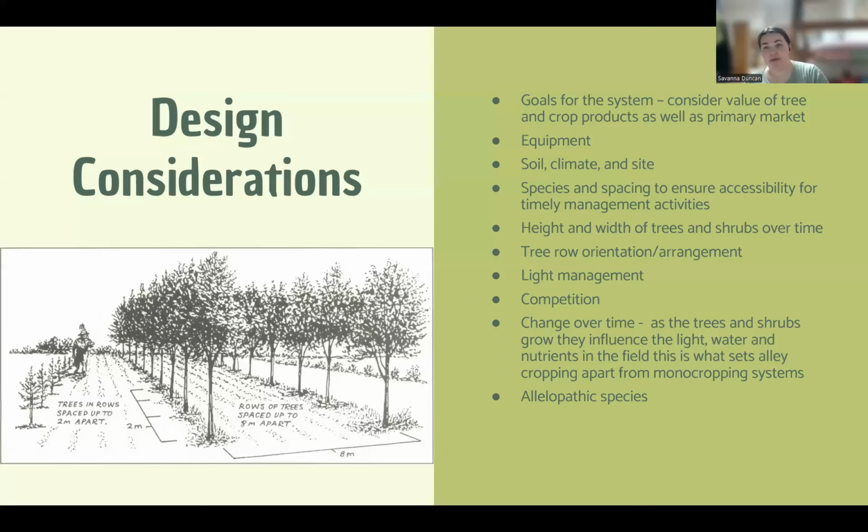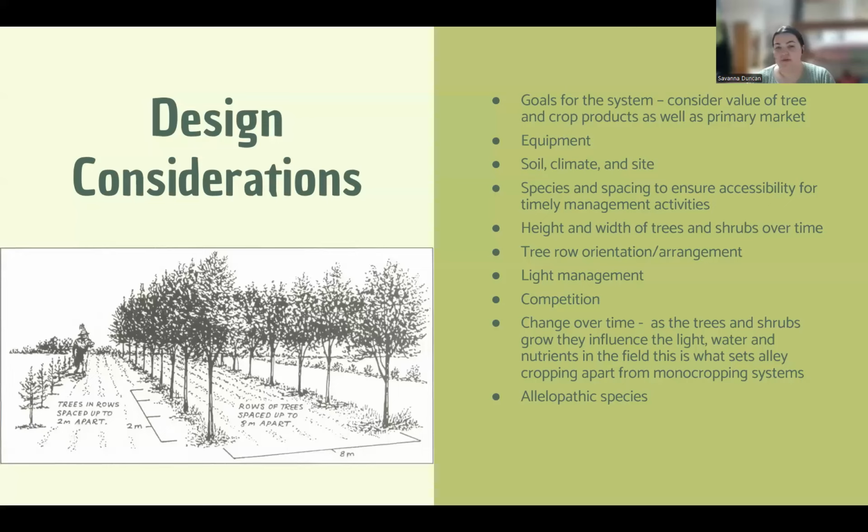and then this is a really big one that I saw that some farmers said they wished they had realized back when they designed: change over time. When you're working with perennial systems like this, trees and shrubs grow. This can influence the light, water, and nutrients in the field itself. And this is kind of what sets alley cropping apart from monocropping systems. Those trees are going to be there year after year, and they're going to get bigger every year, obviously depending on your production system.